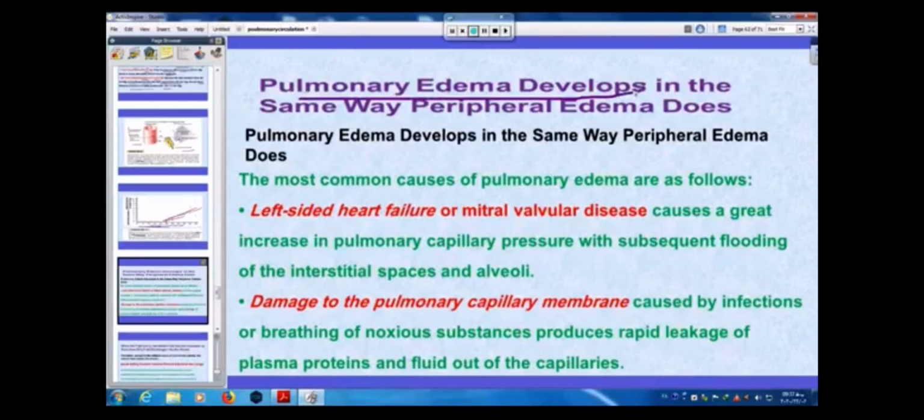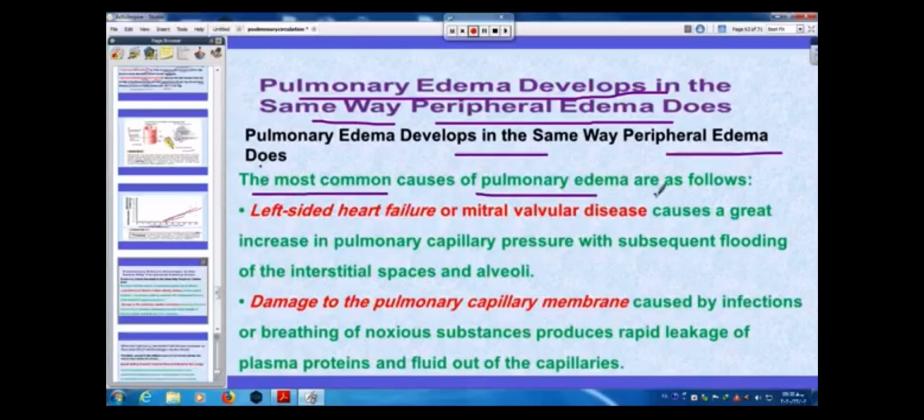Pulmonary edema develops in the same way peripheral edema does, okay. The most common causes of pulmonary edema are as follows. 1. Left-sided heart failure or mitral valvular disease causes a great increase in the pulmonary capillary pressure with subsequent flooding of the interstitial spaces and alveoli.